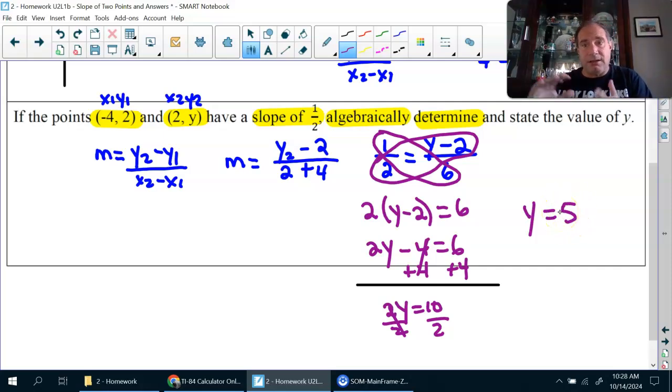Determining the value of y algebraically, you just did it, all right? Remember, when you have 2 fractions that are separated by an equal sign, that is a proportion. You could cross multiply. Right? Use that crisscross method that your teachers taught you about.